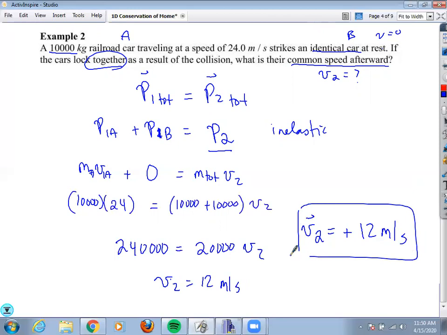Again, we start with total momentum before equals total momentum after, split it up, P1A, P1B. Afterwards, they stick together, so there's only a final momentum, V2. The second car isn't moving, so that has a momentum of 0, and we go ahead and we solve for V2.